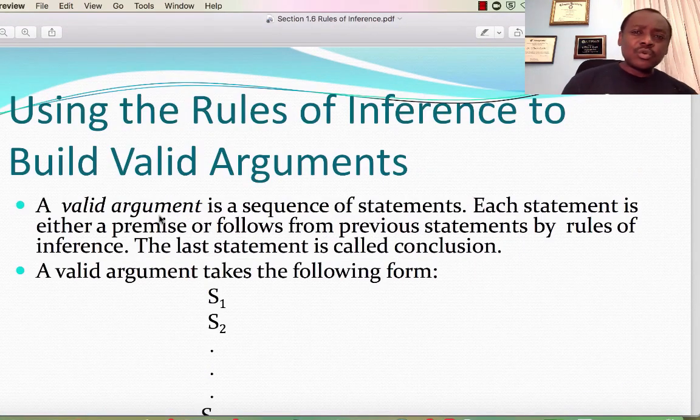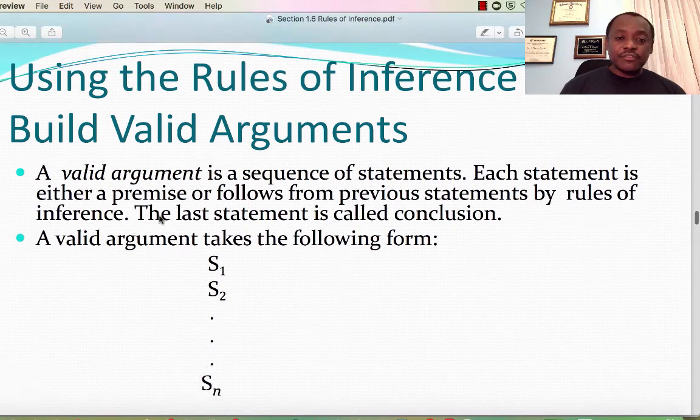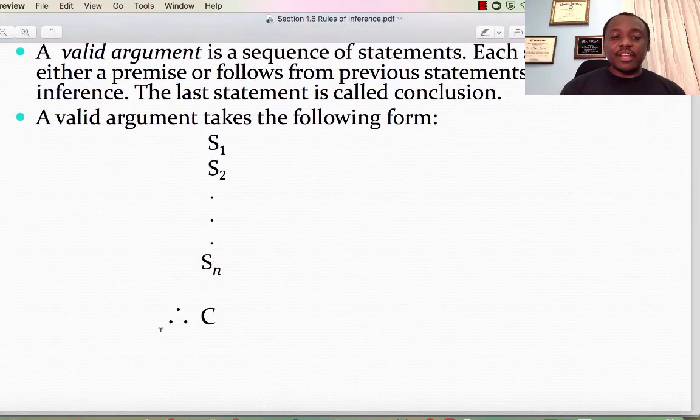Okay. Using the rules of inference to build valid arguments. A valid argument, as we've mentioned before, is a sequence of statements. Each statement is either a premise or follows from the previous statements by rules of inference. The last statement is called a conclusion. So a valid argument takes the following form: S1, S2 up to Sn, therefore the conclusion C. Now, in this class, I would not really expect you to write down your statements in the form S1, S2 up to Sn, as long as you can come up with a valid argument without necessarily listing out all the names of the different rules of inference you've used, but you've obviously used them. That should be good enough for me.